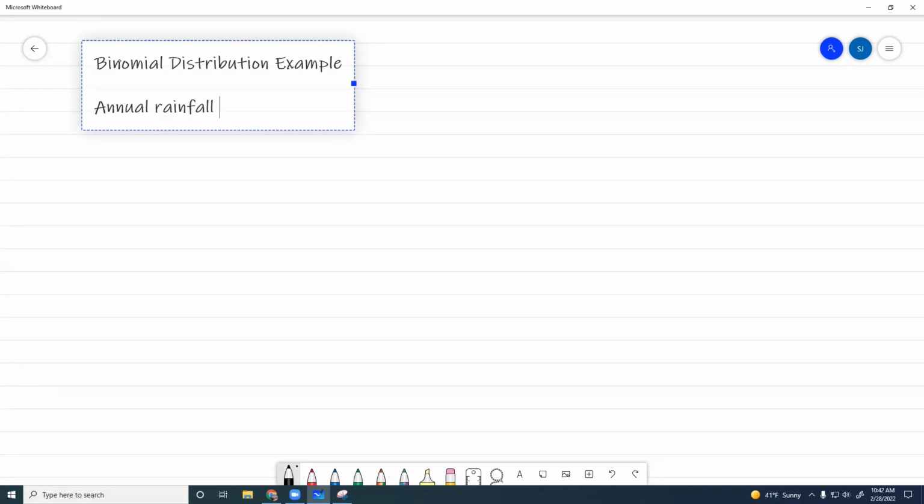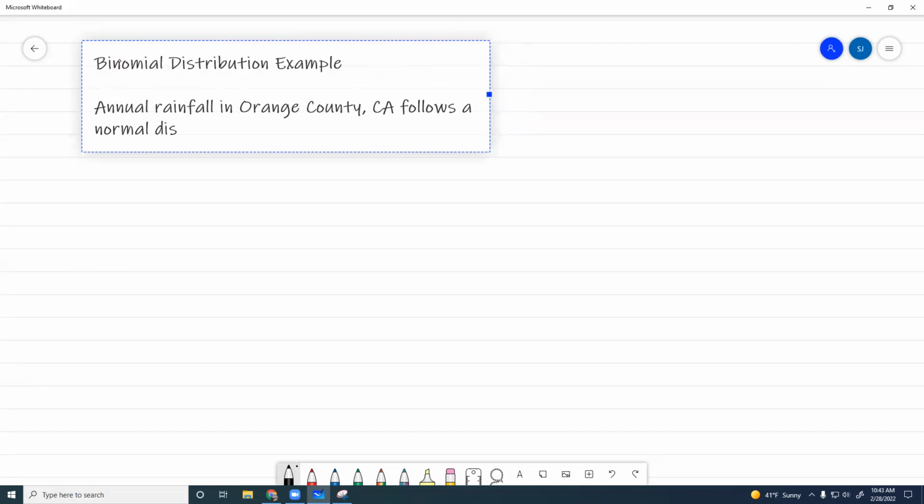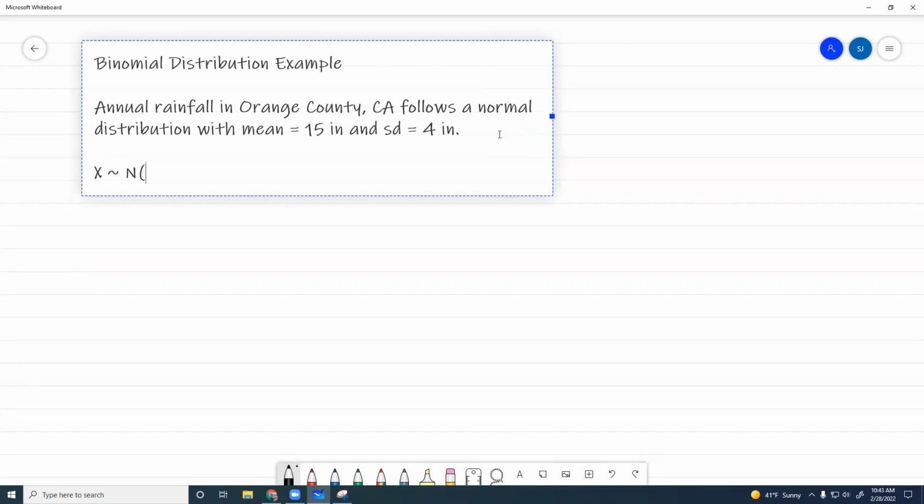So the annual rainfall in Orange County, California, follows a normal distribution with mu, or just say mean, equal to 15 inches, and standard deviation equal to 4. So we can write that out as x follows normal(15, 4). Mean, standard deviation.